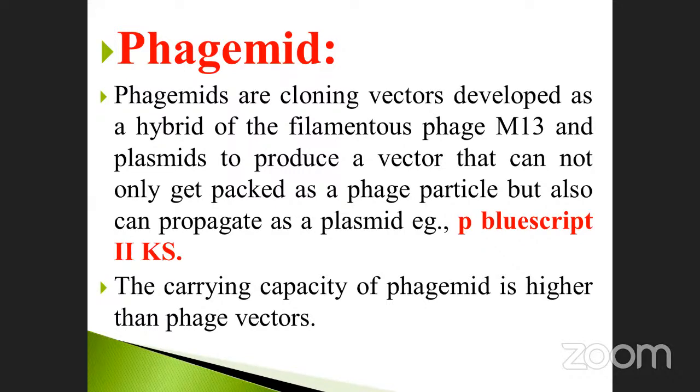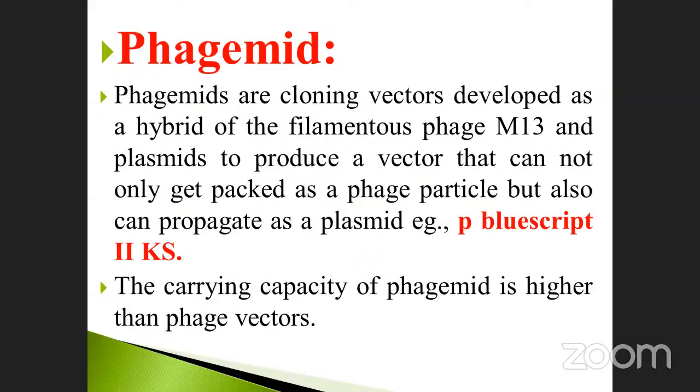The plasmid is used to produce a vector that can not only get packed as a phage particle, but can also propagate as a plasmid. It is not a phage particle; phage particle means it is nothing but the nucleic acid. At the same time, it also acts as a plasmid, propagated as a plasmid only. The example given is the plasmid Bluescript II KS. The carrying capacity of the phagemid is higher than that of a phage vector. This is the difference between a phagemid and a phage vector.